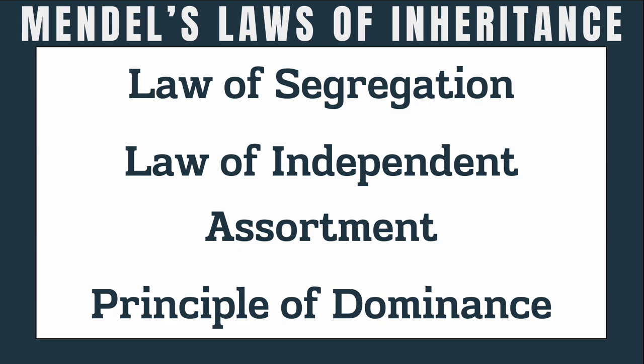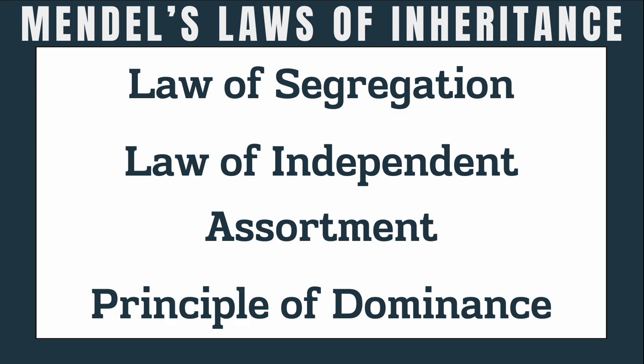Where the law of independent assortment explains that traits are inherited independently of one another, as long as the genes for those traits are on different chromosomes. So these principles actually allow scientists to use Punnett squares to predict the genotypes, or the genetic makeup, and phenotypes, or physical traits, of offspring, which helps us understand patterns of inheritance in plants, animals, and humans.